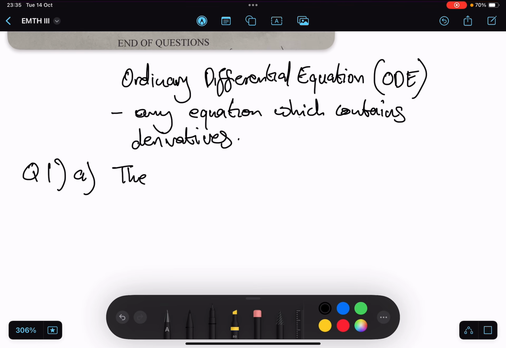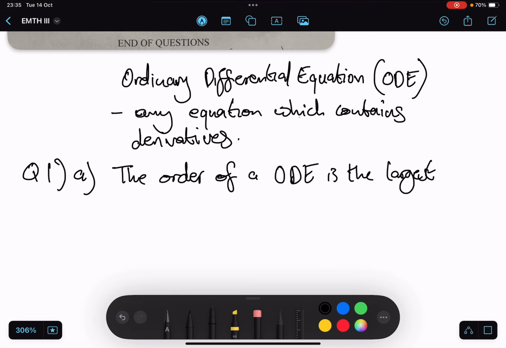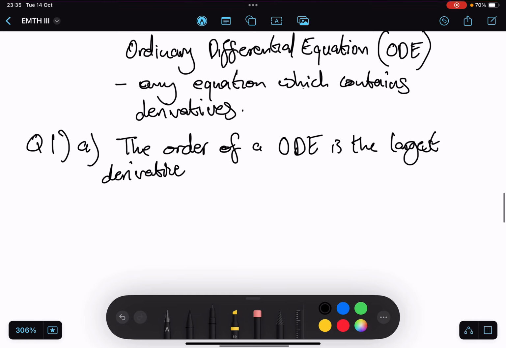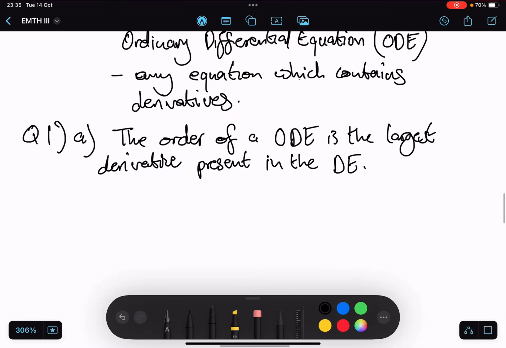So the order of an ordinary differential equation is the largest derivative present in the differential equation. This is the order of an ordinary differential equation: the largest derivative present in the differential equation.